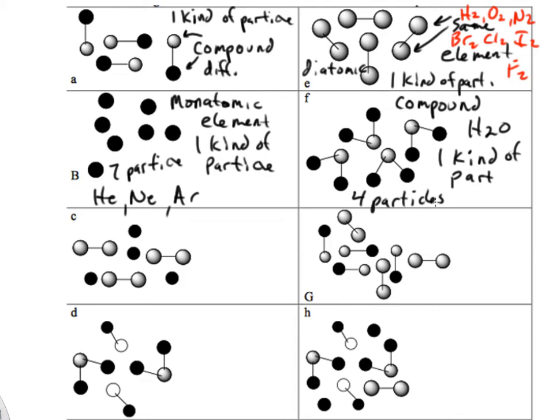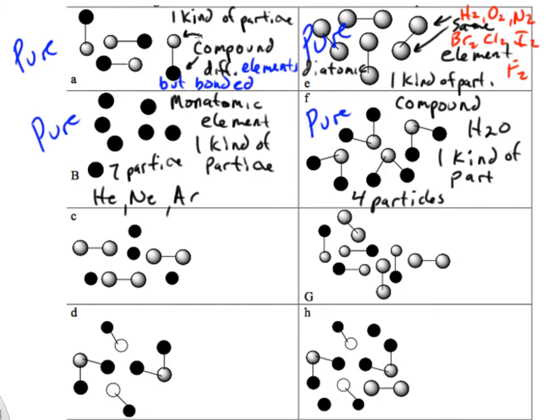So everything up here so far has been pure because it's one kind. So these are all pure substances because they're all one kind of particle. These are different elements, but they're bonded together. So it's one kind of particle.